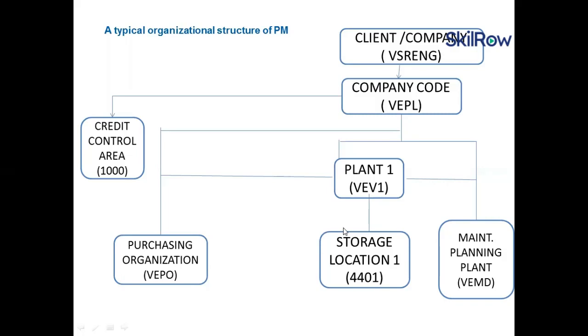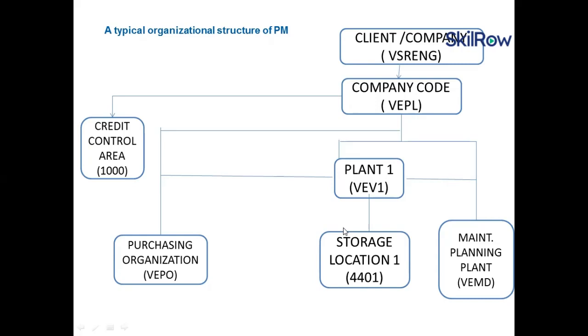Plant means production. Plant means production unit, where production will happen. Correct? So plant means production. Simple. Plant means where production activity will take place. You understood this point?